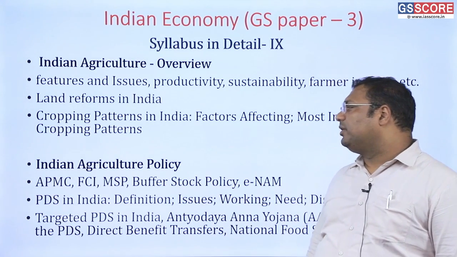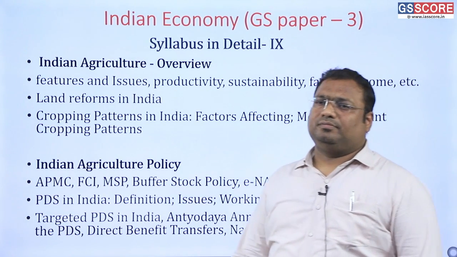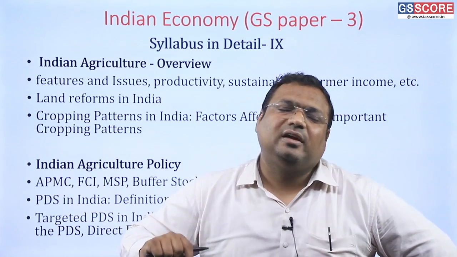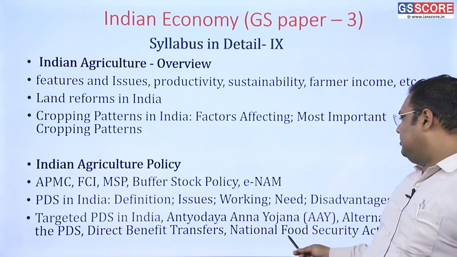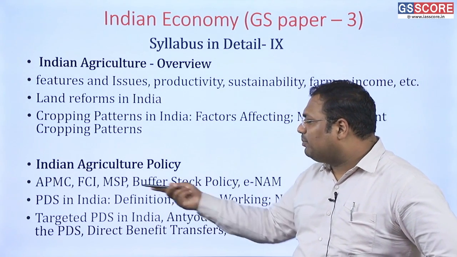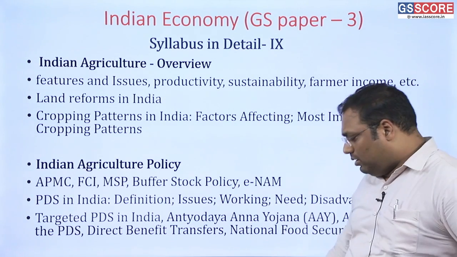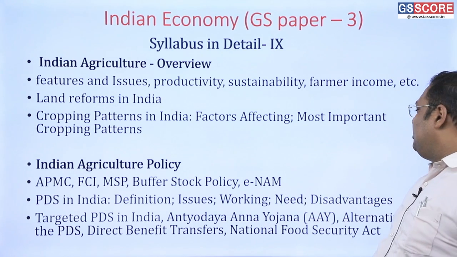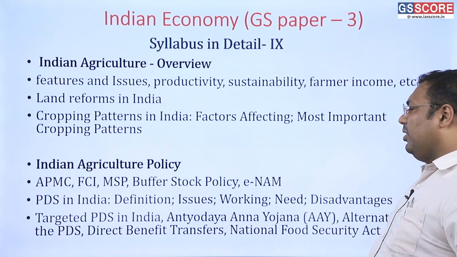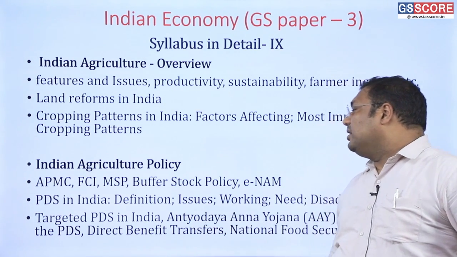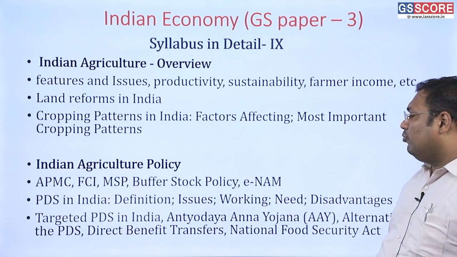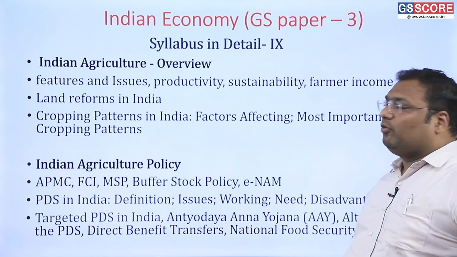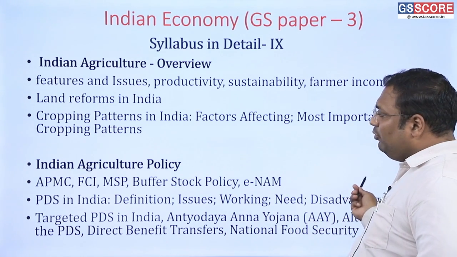Then the PDS system, public distribution system. It is not exactly under agriculture, but this is a welfare topic significantly linked to agriculture. So we cover it here. So we need to talk about the PDS system in India, how it is governed. What are the issues? What is the working of this PDS system in India? What are the disadvantages? Targeted PDS, Antyodaya Anna Yojana. Okay. And then what are the alternatives to the PDS? The direct benefit transfer, national food security. It is a big topic in itself and very relevant.